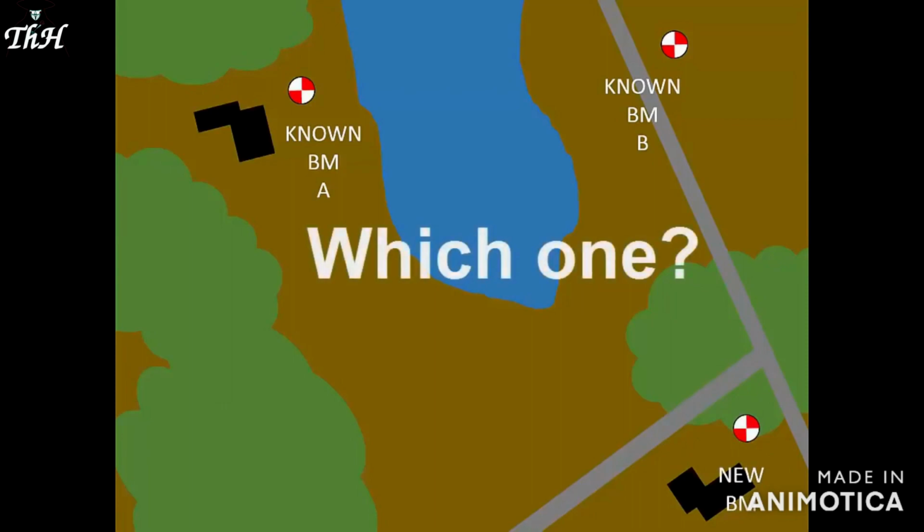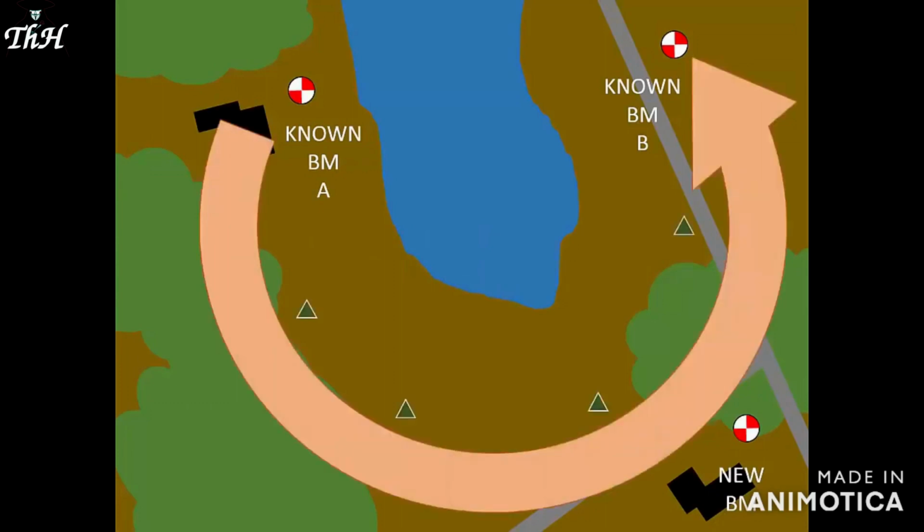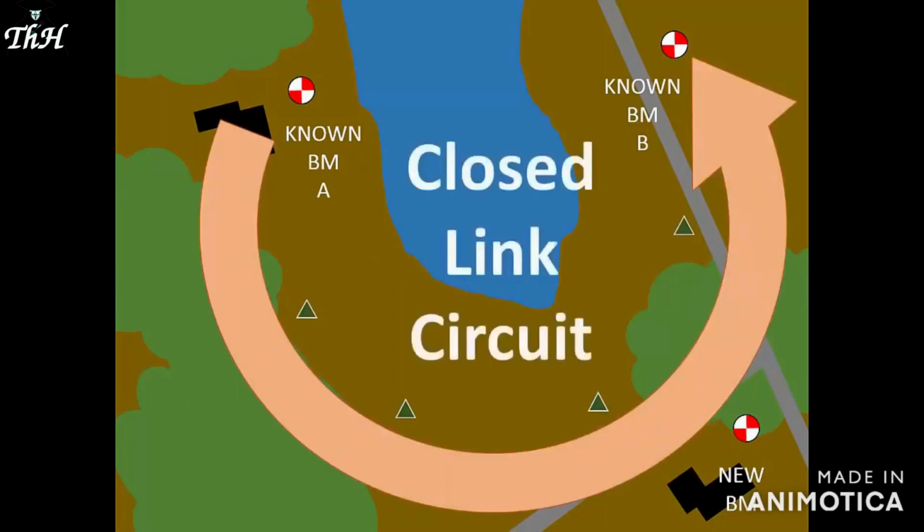If benchmarks A and B were created in the same original survey, then you can use both. Start the level circuit on A and end the circuit on B. We call this a closed link circuit. That is, your new level circuit links between two known benchmarks.